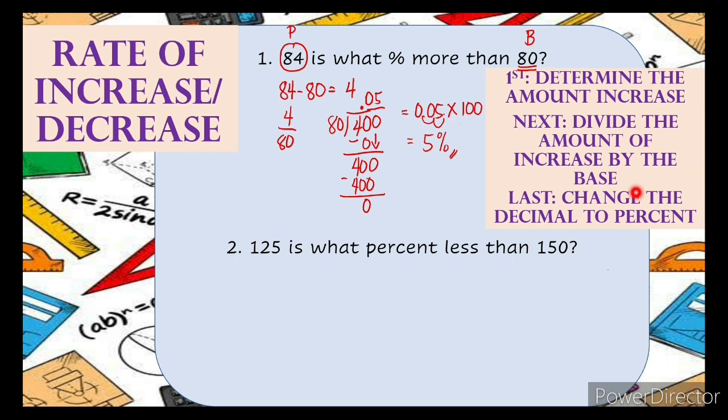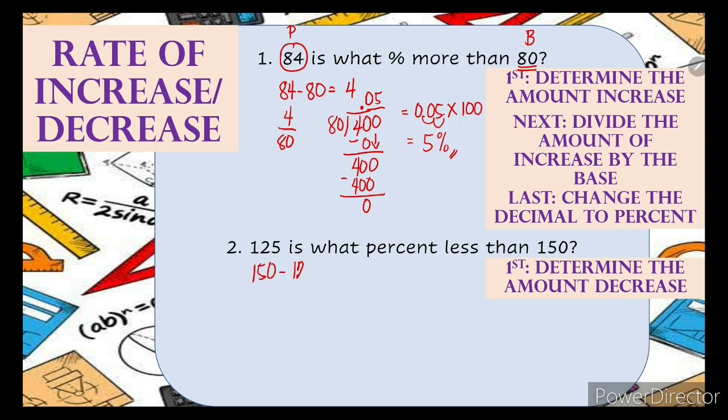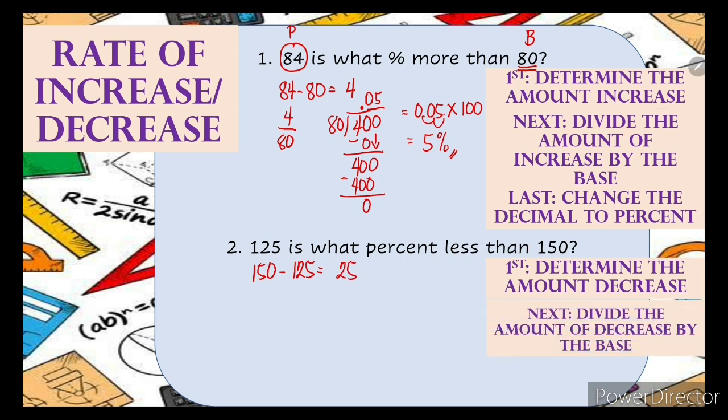Next, number 2. 125 is what percent less than 150? Okay, first step, determine the amount decreased. So, 150 minus 125 is equal to 25. Next, divide the amount of decrease by the base. So, pagkatapos ng than, this is our base. So, let us divide 25 all over 150.